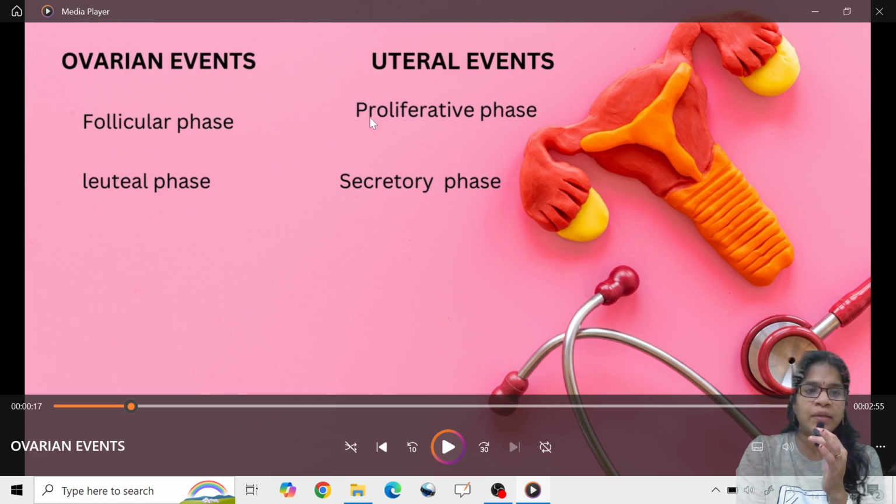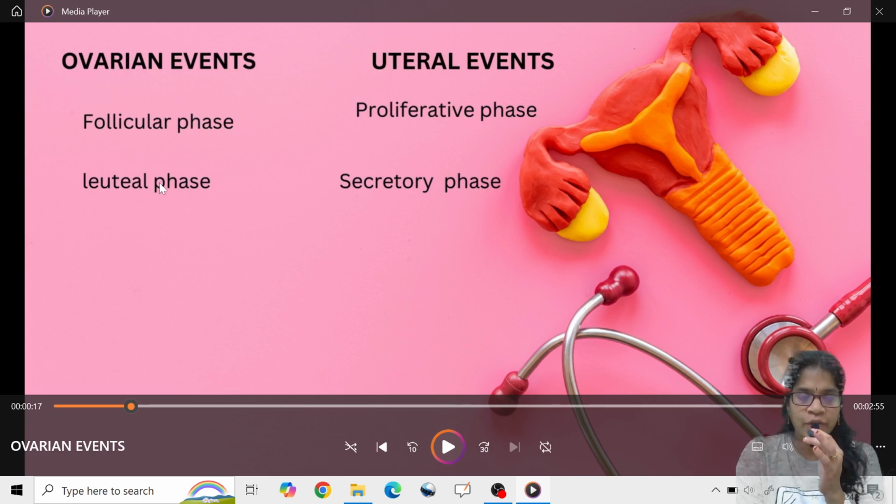So this topic, let's divide. This is happening in the first half of your cycle, 0 to 14. The follicular phase in the ovary happens with the simultaneous action of the proliferative phase in the uterus. This is the first half of your cycle, which happens simultaneously.